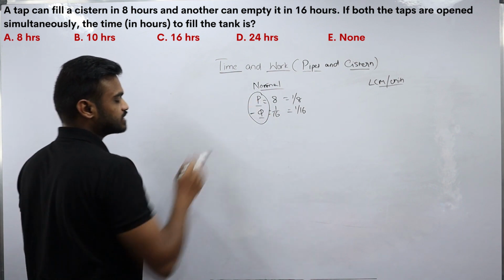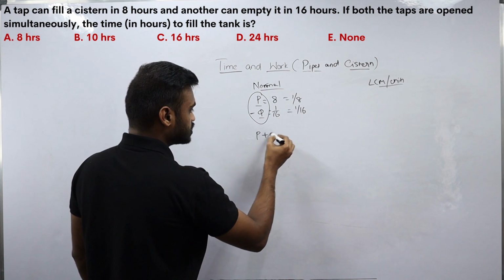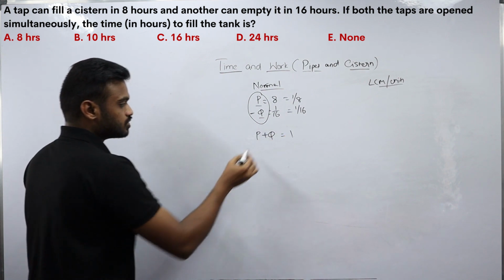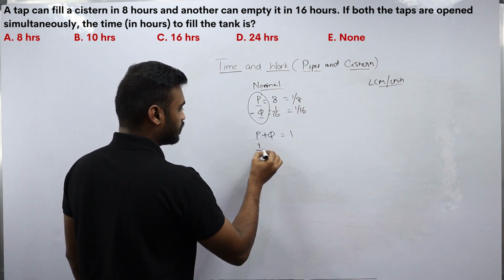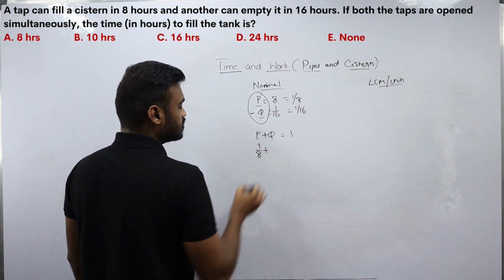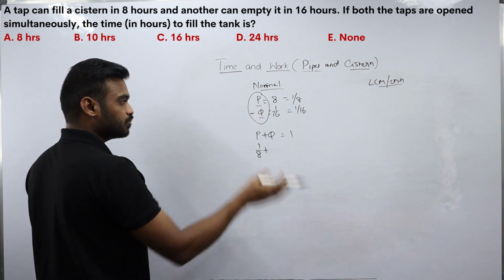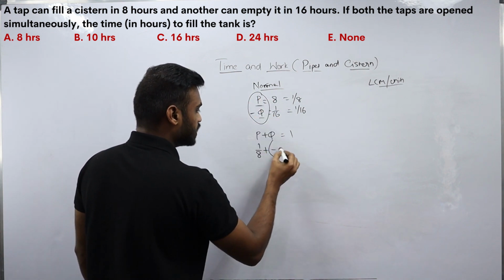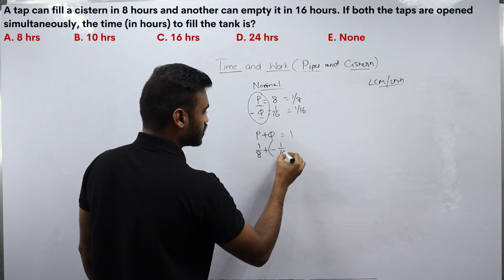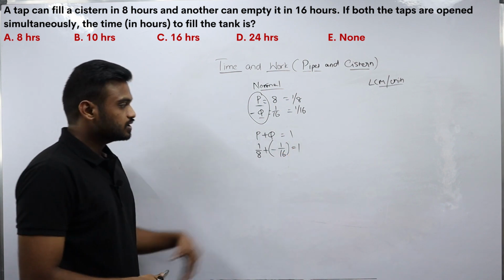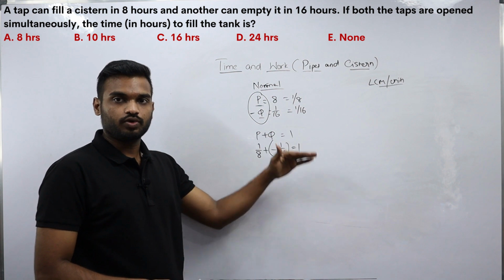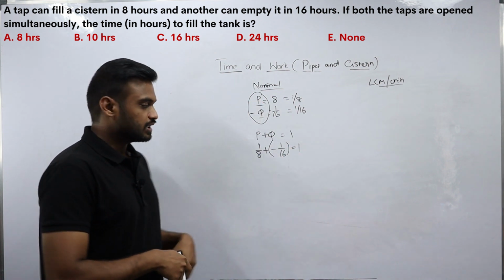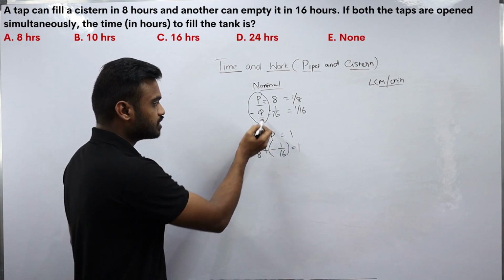Okay, so if both tanks are open together, P plus Q are trying to fill the tank, that is one part of work. So the efficiency of P is 1 by 8 plus, since Q is trying to remove the work that has been done by P, I am keeping a negative sign for Q's work. Since Q is trying to remove the entire water in the tank, that is removing the work that has been done by P, that's the reason I am keeping a negative sign for Q.